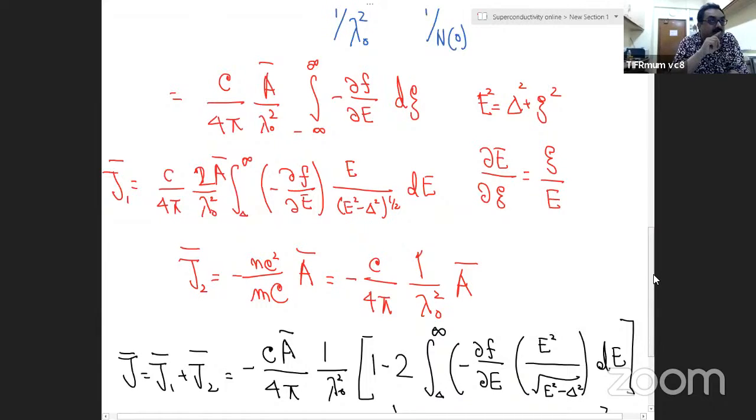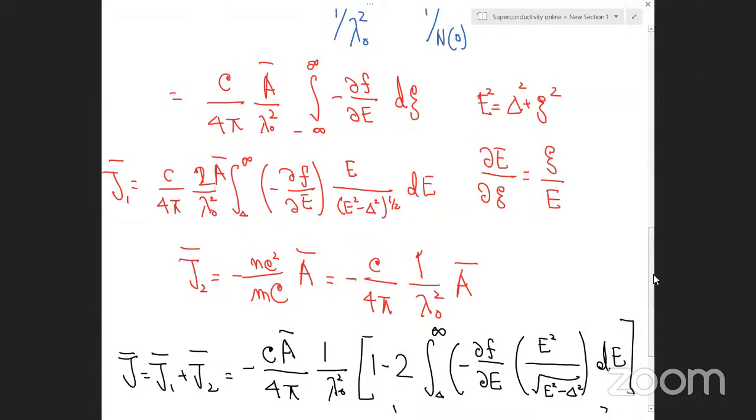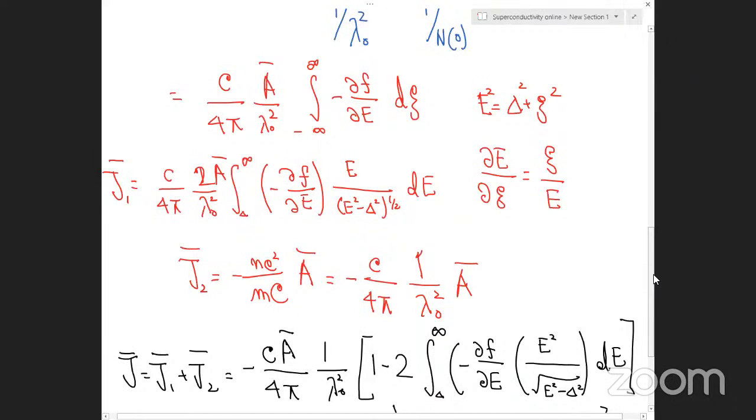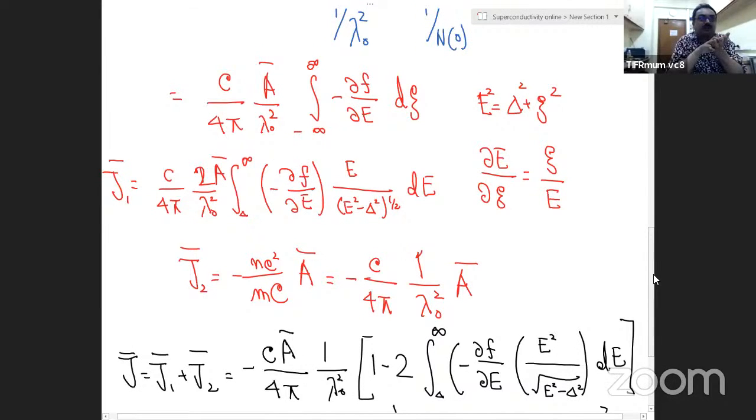Yeah. But we know that around the Fermi level there is a small window over which the symmetry persists. So while we are integrating up to infinity, we cannot consider symmetry? No. The reason we are taking infinity is an approximation. We should not take infinity.